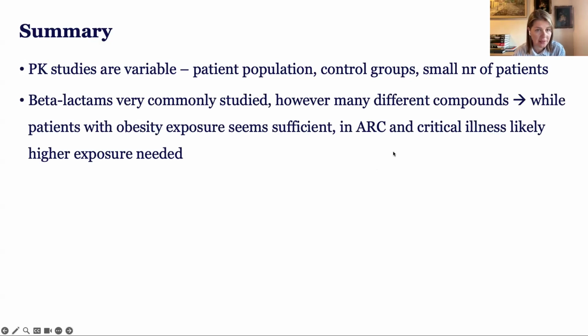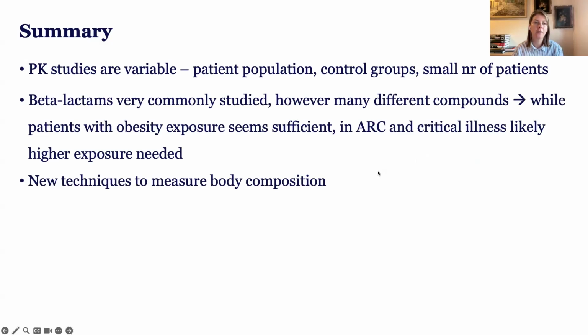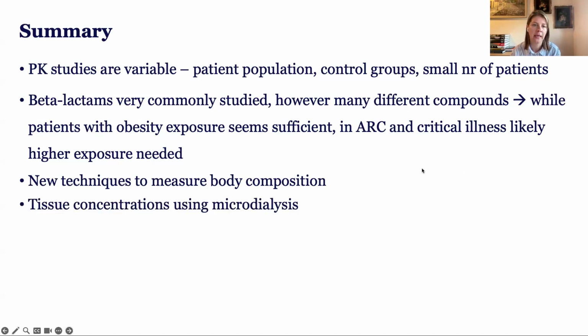We do see that beta-lactams are very commonly studied, while there are many compounds. We do see that in critical illness and augmented renal clearance, likely higher exposure is needed for these patients. There are emerging new studies that are quite interesting, that use PET scanning to see where the body fat lies in the body. This is by Professor Amit Bai. Quite interesting studies emerging that could, in the future, potentially inform our dosing better.